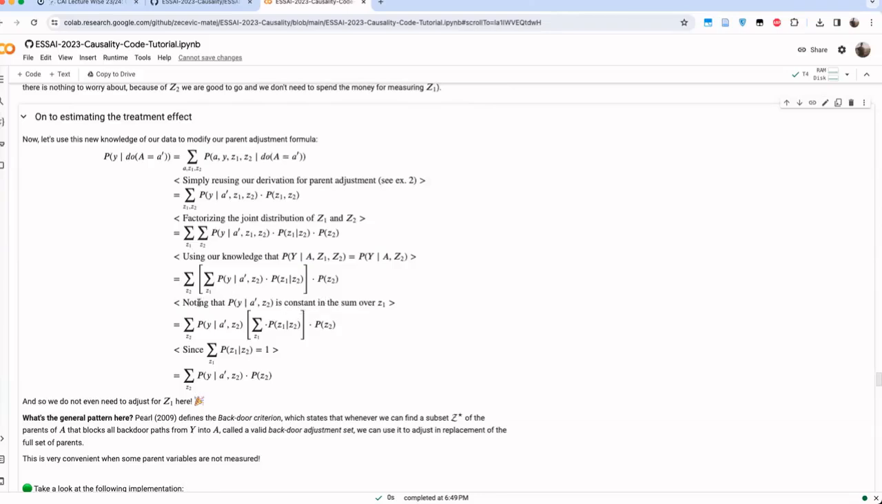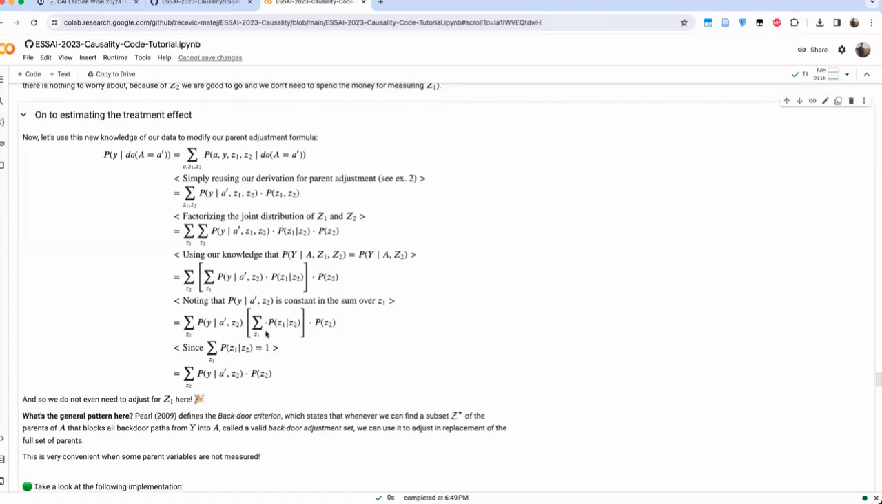And now you just see that essentially Z1 gets dropped here, right? And then we know that this thing is constant in the sum over Z1, right? So we can modify a little further even, right? And separate. And then since we know that if you look at all the different values, obviously this conditional probability can take is 1, we really end up with this formula. And this is now beautiful, isn't it? So what we have here is just saying the parent adjustment is totally valid, or the backdoor adjustment specifically, if we just go over the Z2 variable.